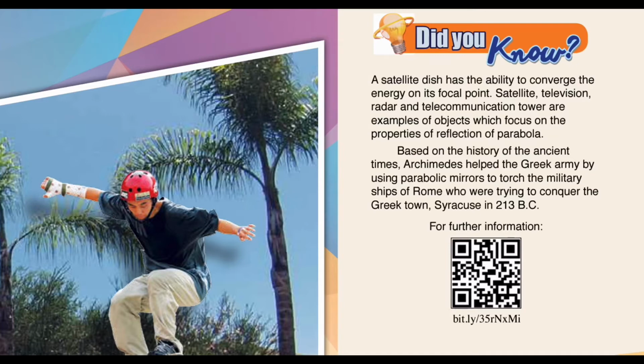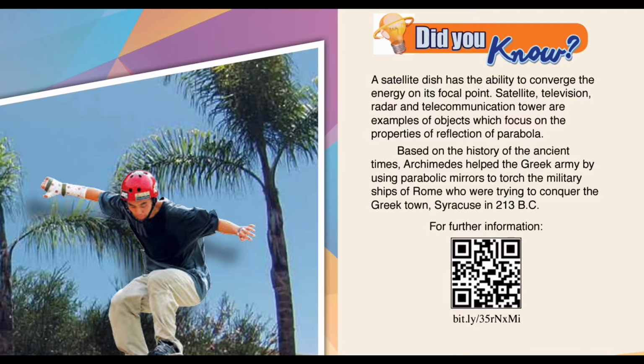So from here, let's go through the story: a satellite dish has the ability to converge energy on its focal point. Satellite, television, radar, and telecommunication towers are examples of objects which use the properties of reflection of a parabola. Parabola means a U-shape or an N-shape, a smiley or sad face. The word parabola refers to the curve of the quadratic function. Make sure you understand the parabola. We will discuss more on this in our next lesson.